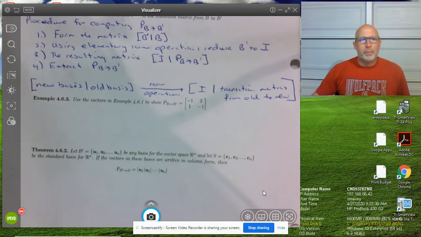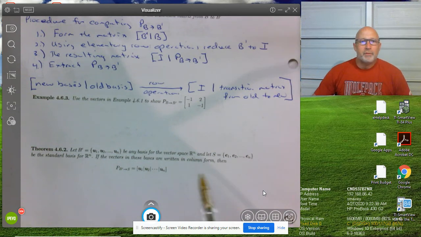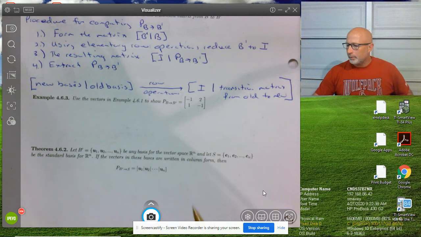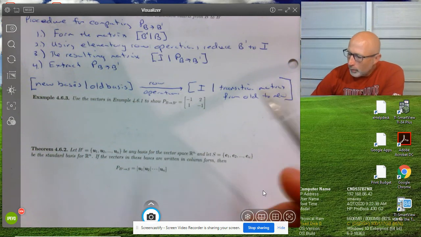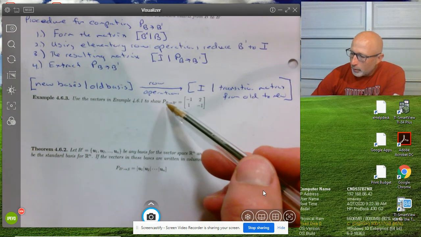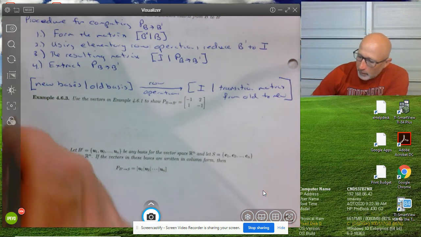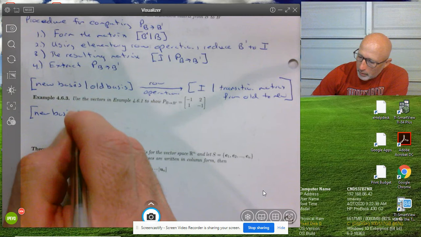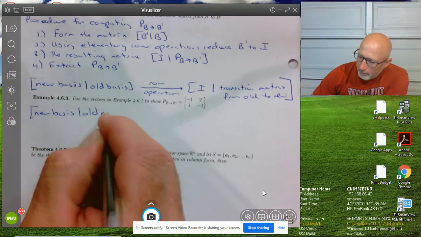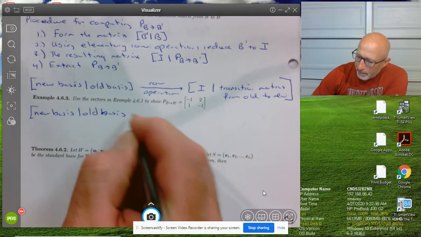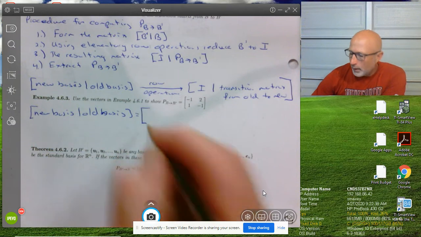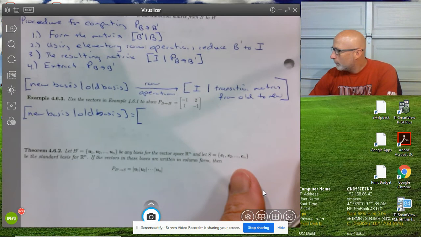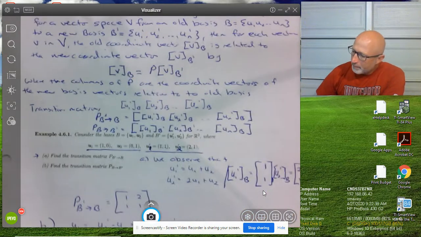Okay, so example 4.6.3, use vectors from example 4.6.1 to show that the transition matrix is given here. Okay, so what are we doing? We're starting with the old and we're going to the new. So what we do is we're going to take the new basis, we're going to augment it with the old basis, which turns out to be what? What's the new basis? Okay, so we got to go back to, where are we at? Over here.